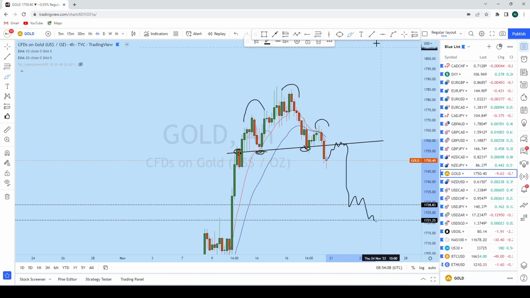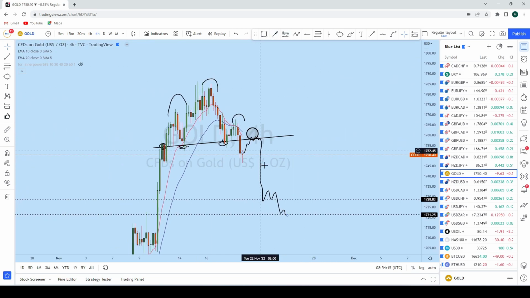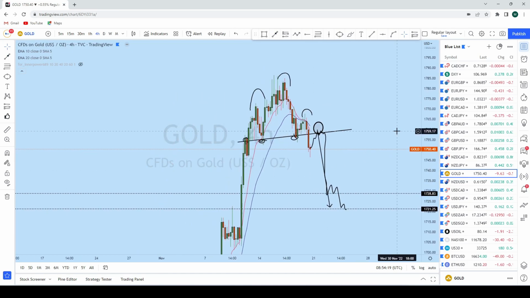So with that being said, this is the zone that we will be actively waiting for a potential bearish setup on gold. As soon as we find it, we'll consider going short on gold with a high probability trade setup with our students.